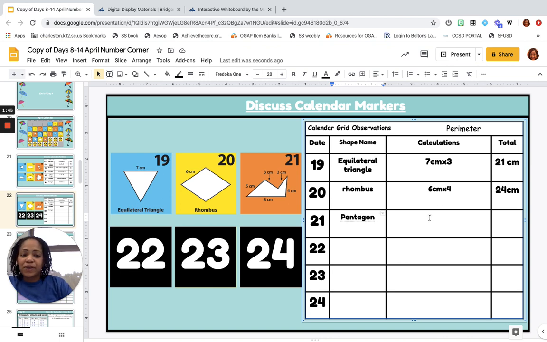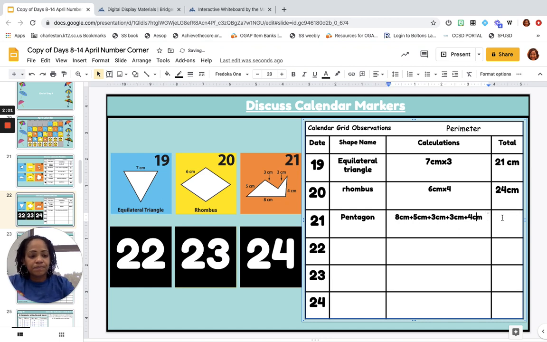Okay, so to figure out the perimeter, we need to add up all the sides. So we have 8 centimeters plus 5 centimeters plus 3 centimeters plus 3 centimeters plus 4 centimeters. How many centimeters is that? Add it up. Did you get 23 centimeters?